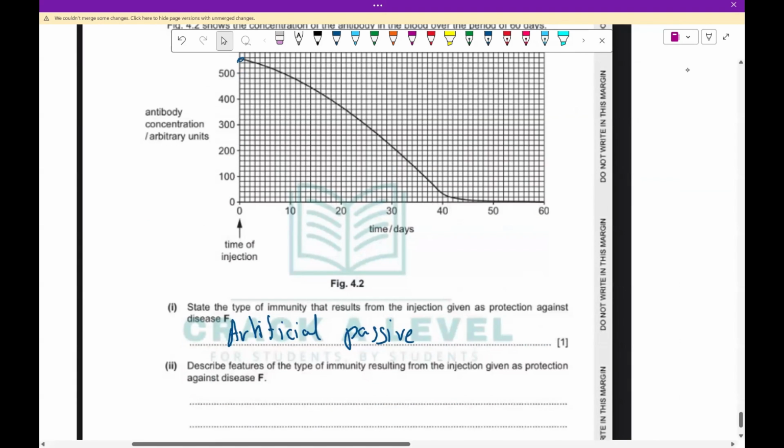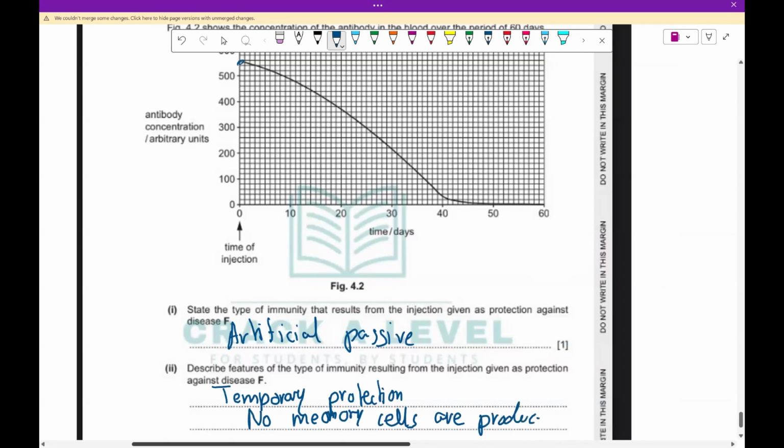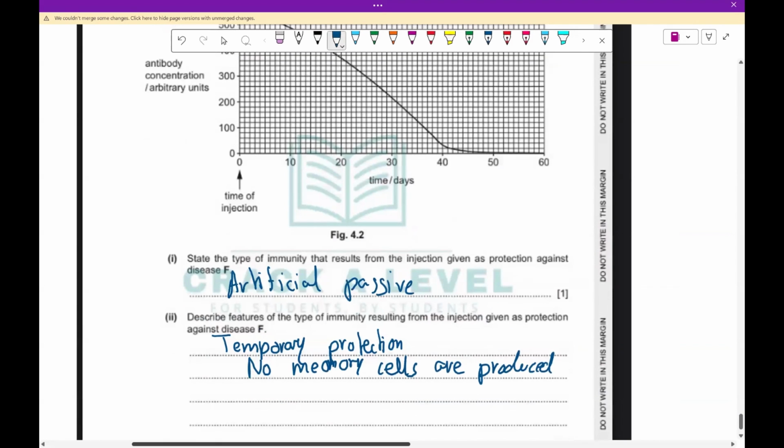The features of the type of immunity from injection will be that there is a temporary protection against the disease, so it's a temporary protection. That means that no memory cells are produced. And its effect is immediate.